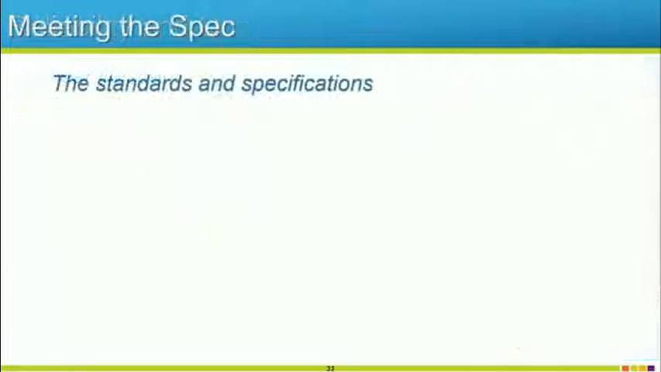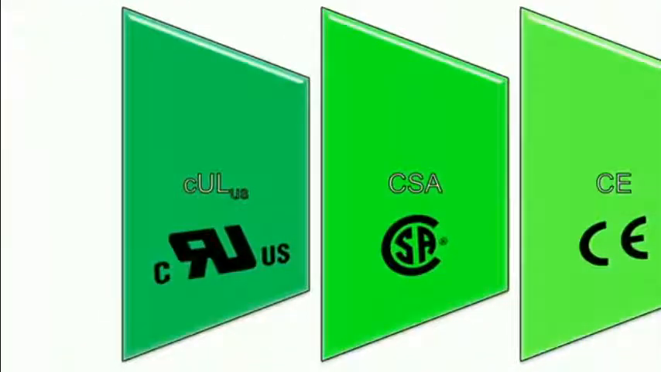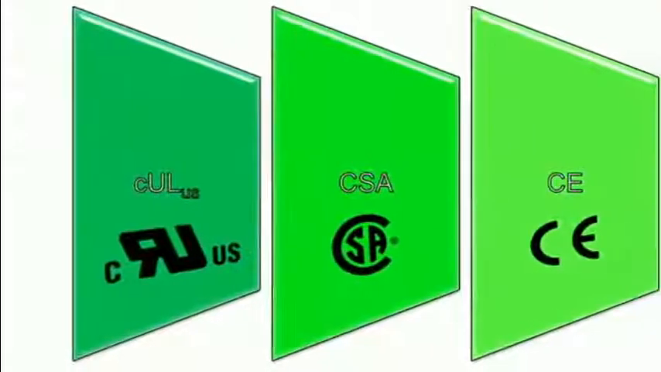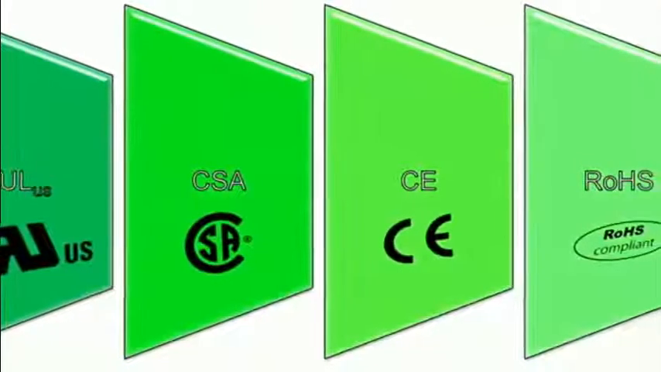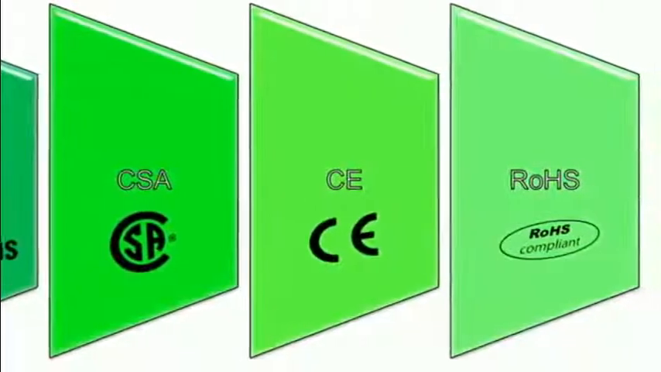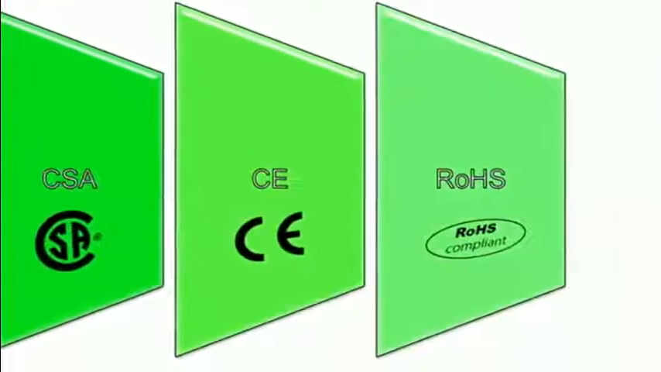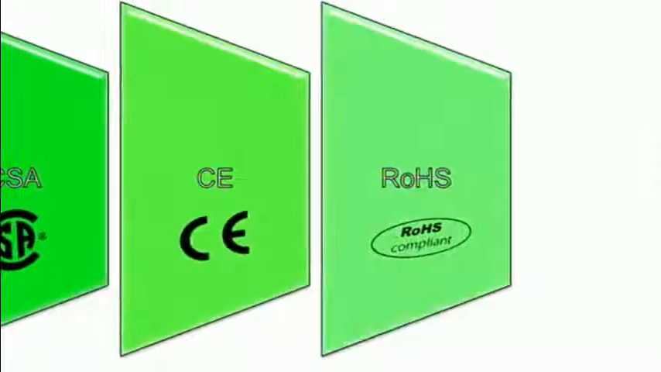Meeting the correct standard is a necessity for panel builders and equipment users. The R1000 is UL recognized for both Canada and the US, and carries the CSA mark. The R1000 will also be appropriate for use throughout Europe since it meets CE requirements. The R1000 also uses all RoHS-compliant materials.